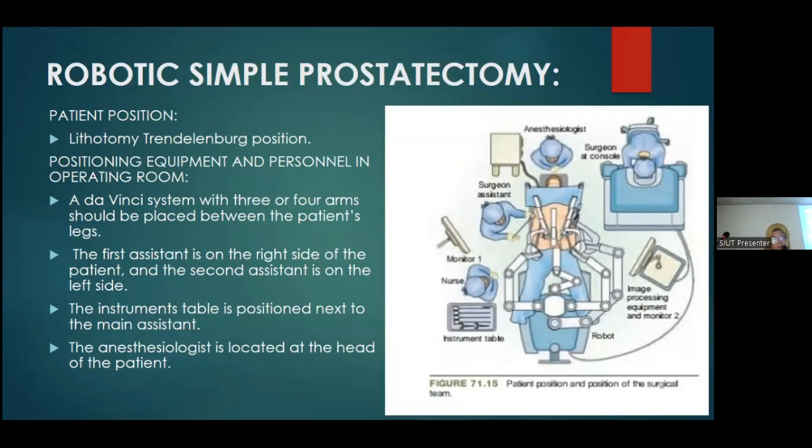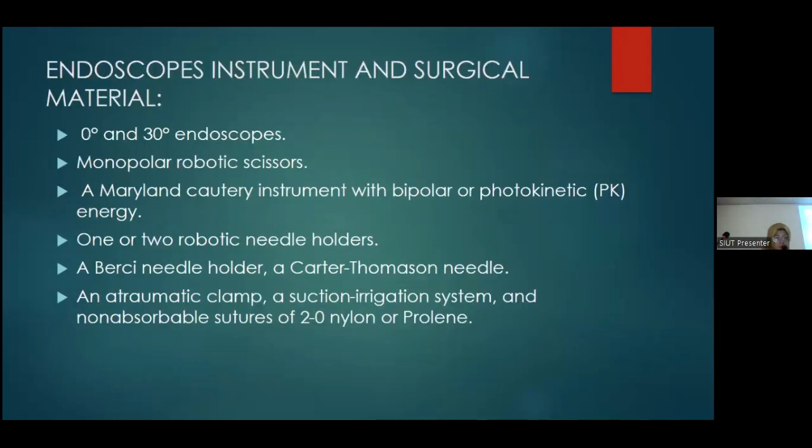Similarly, in that we are going to first discuss the patient position, that is the lithotomy Trendelenburg position, and the position of the equipment and persons in the operating room. The Da Vinci system, the robot with 3 or 4 arms, should be placed between the patient's legs. The first assistant is on the right side of the patient and the second assistant is on the left side. The instrument table is positioned next to the main assistant. The anesthesiologist is located at the head of the patient.